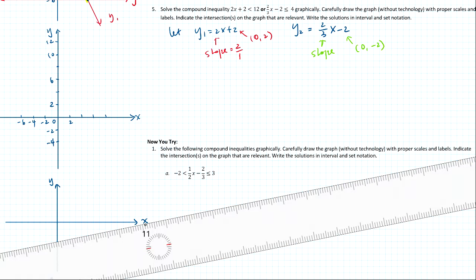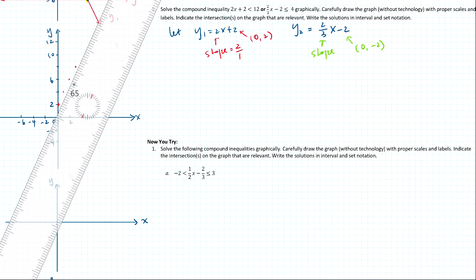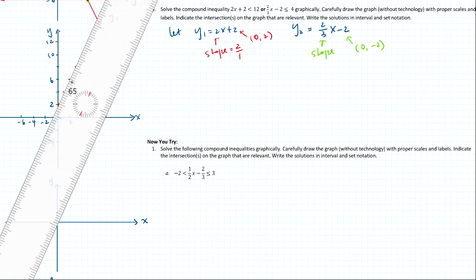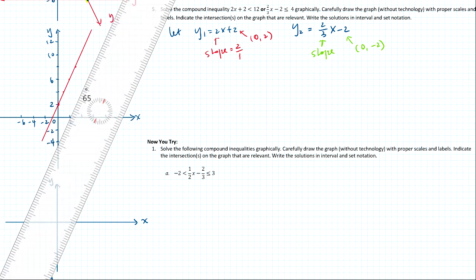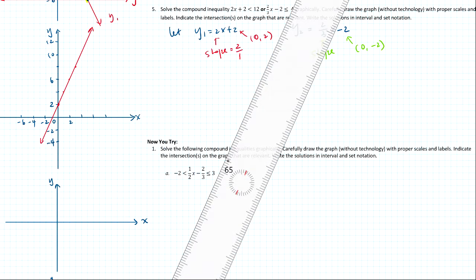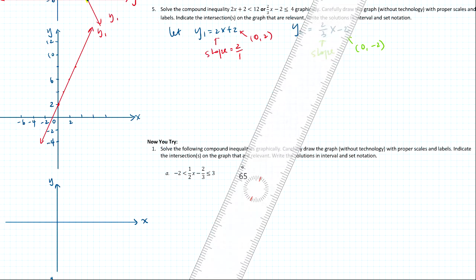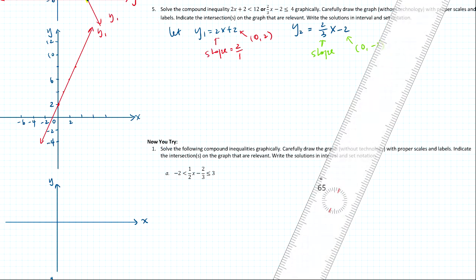So let's draw one line at a time, treating one inequality at a time. So here we have 2x plus 2 to graph, meaning I'm starting from (0, 2) being the starting point, and the line has a slope of 2. So every time I go up by 2, I need to go over to the right by 1, and we can keep going over here until you have enough points. And that's going to be our line once we connect it. That's my y1. And y1 in this case is bounded by 12.